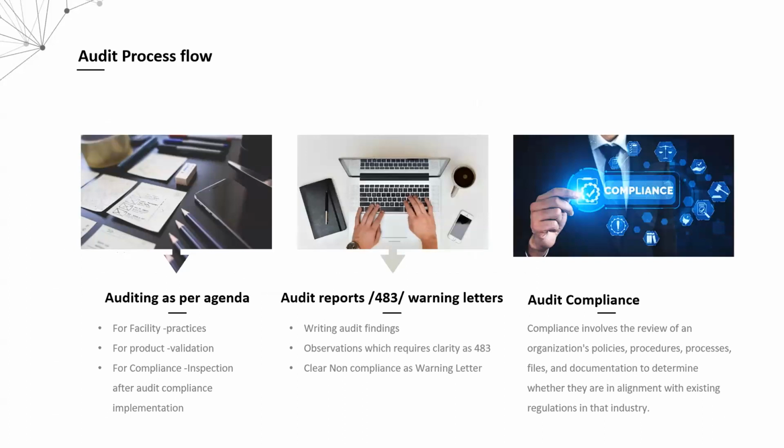So what is the audit process flow? Initially, the audit will be performed as per the agenda. It is for facility practices, product validation, or compliance inspection. After the audit or compliance inspection, either audit reports, 483s, or warning letters will be issued. If there are no audit findings, a normal audit report will be issued.